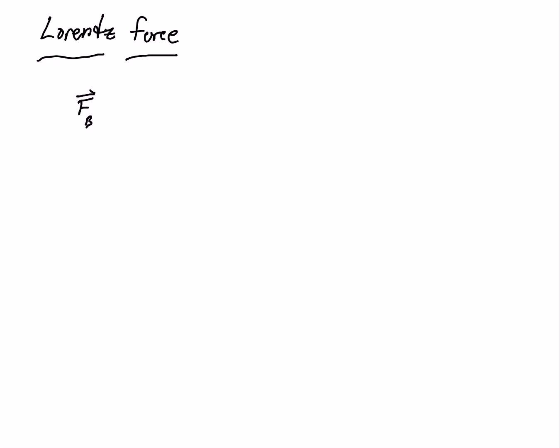It says that the magnetic force, F sub B, is equal to qv cross B. Okay? q is the charge of some particle immersed in the magnetic field, v is the velocity of that particle, and B is the strength of the magnetic field. Note that both velocity and B are vectors. There's a cross product, and so we can find out the direction of the force using the right-hand rule.